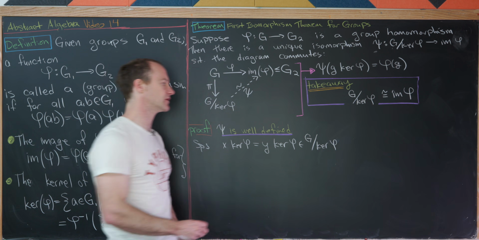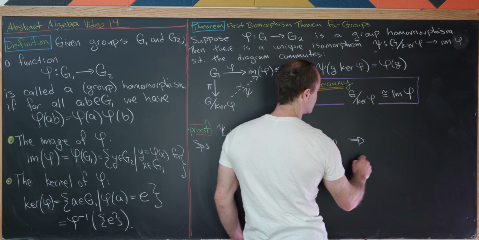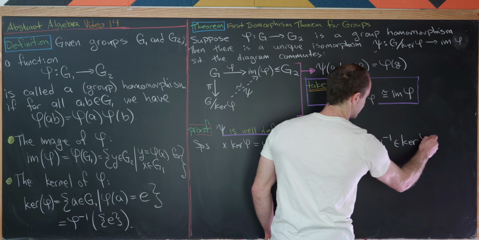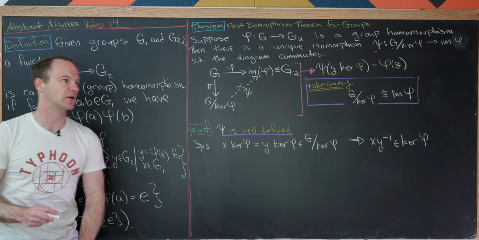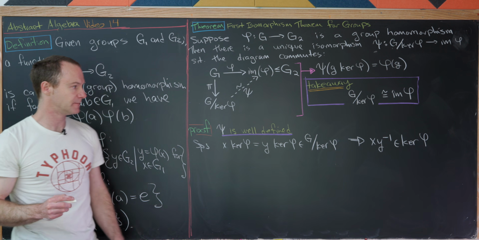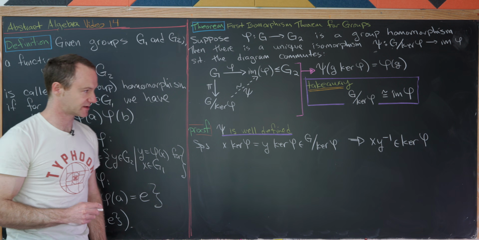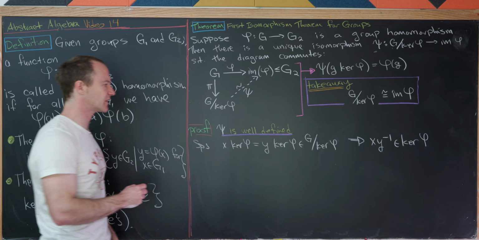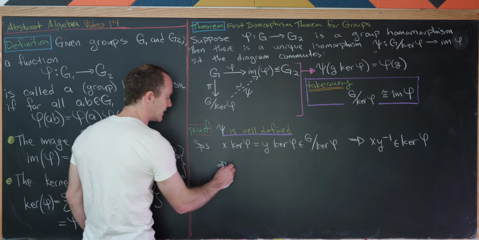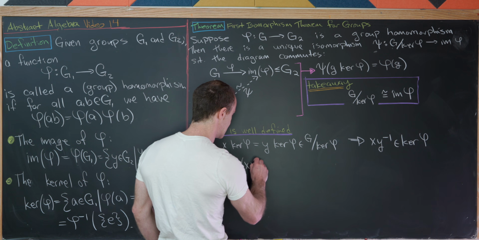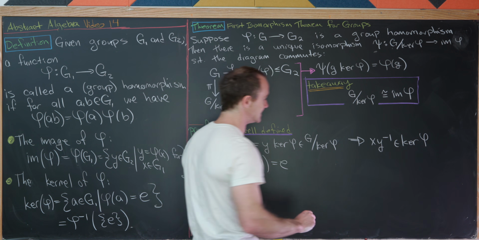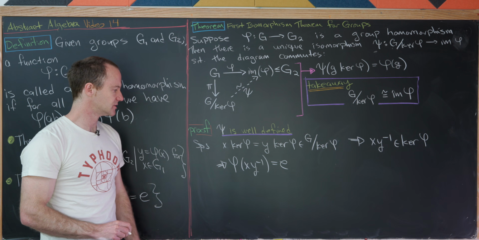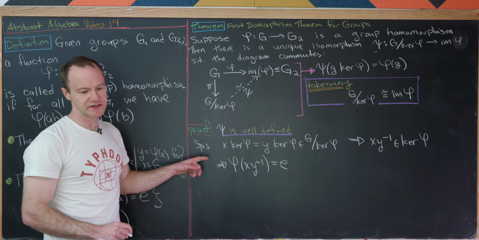Okay, but what does it mean for those two cosets to be equal? Those two cosets are equal if and only if x y inverse is inside of the kernel of phi. That's from that big theorem that we use over and over again about equality of cosets. Oh, but what does it mean for x y inverse to be in the kernel of phi? Well, that means if we apply phi to x y inverse, we get the identity. And we get the identity up here in the group G2.